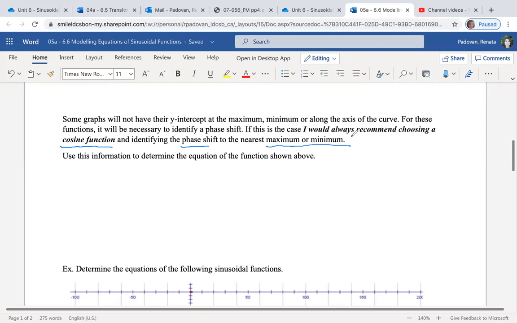Again, we will do one example of that. Cos normally starts at 1, so how far over are you from 1 as a maximum or minimum determines your phase shift. Use this information to determine the equation of the function shown above. So why don't we just go back up above instead of writing it out here.